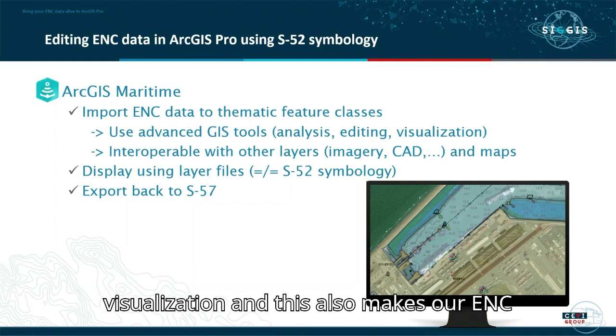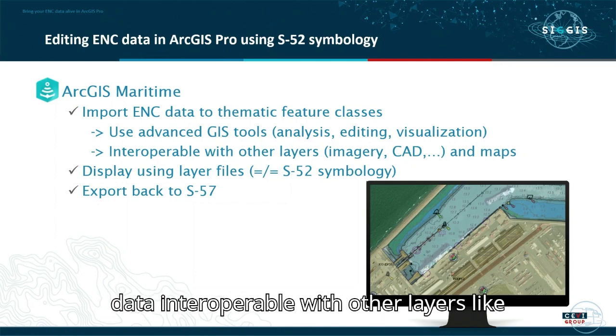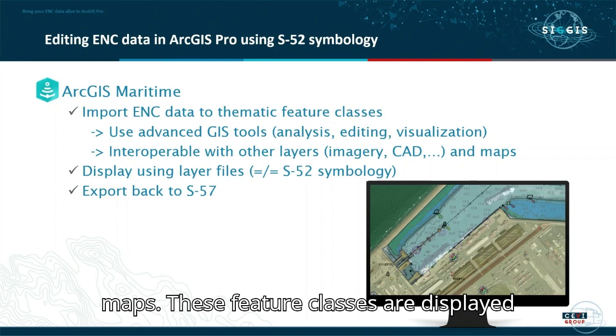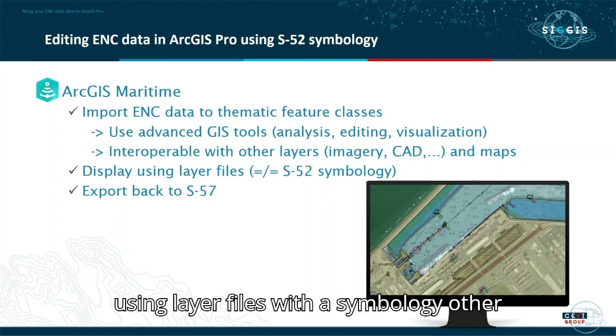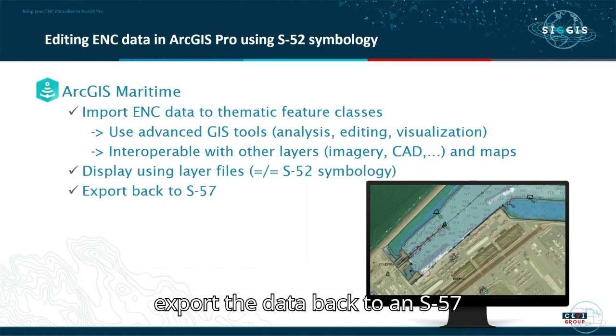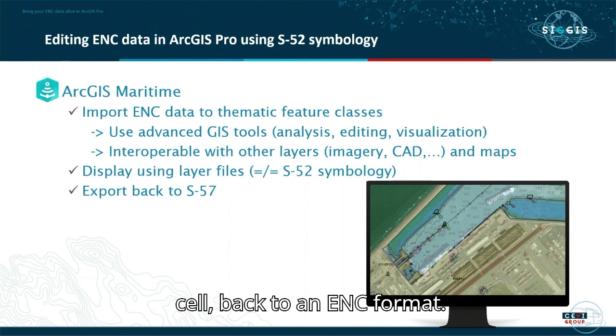And this also makes our ENC data interoperable with other layers, like imagery layers or CAD layers and other maps. These feature classes are displayed using layer files with a symbology other than S52 symbology. And lastly, we can export the data back to an S57 cell, back to an ENC format.